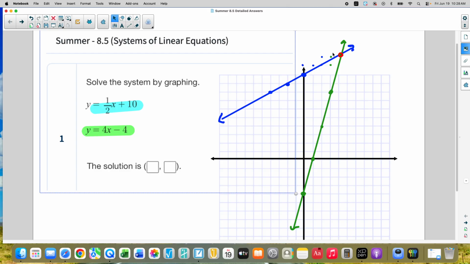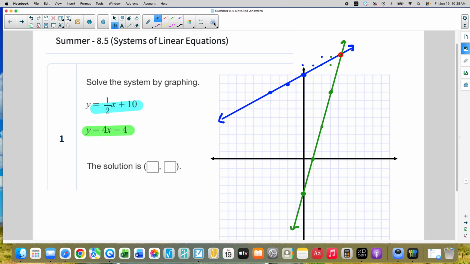So what's that location? That location is 1, 2, 3, 4. That looks like 4 in the x, and that's 10, 11, 12. So (4, 12). What we can do now is plug that in and check to see, is it a solution to both?